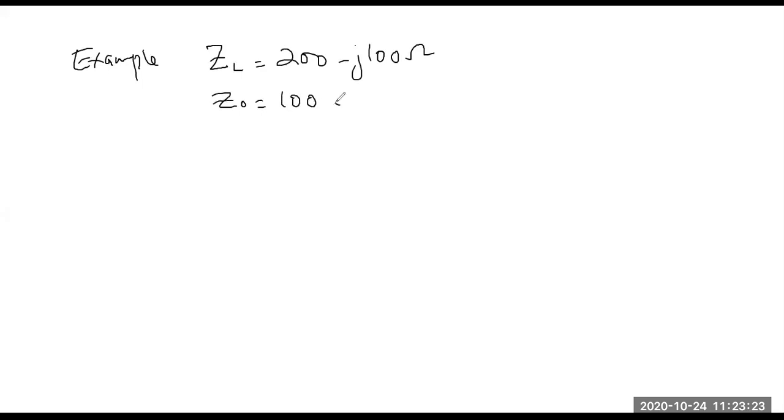Okay, so let's continue with our example. The example was: ZL was 200 minus j100 ohm, Z naught was 100 ohm, frequency was given to us as 500 megahertz, and our goal was to design an L network.